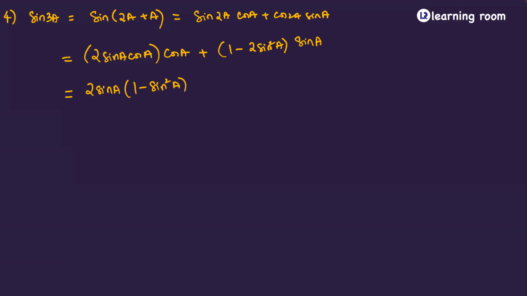I repeat, cos A into cos A is cos square A. Cos square A is written as 1 minus sine square A plus the sine A will get multiplied with each term. You'll have sine A minus 2 sine cube A. Okay, so this will be 2 sine A minus 2 sine cube A plus sine A minus 2 sine cube A.